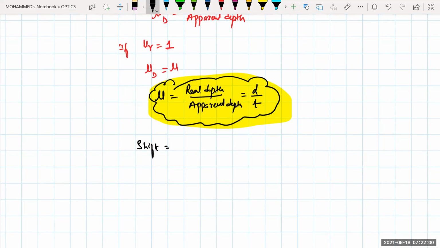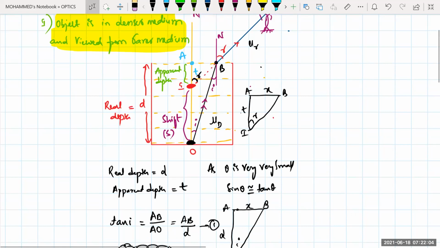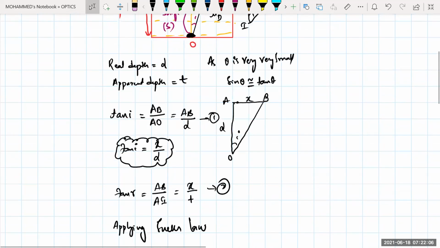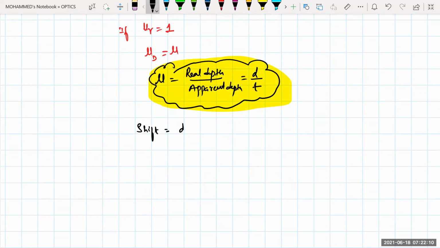Shift will be equal to real depth minus apparent depth. Yes, sir. D minus T. So shift will be equal to how much? D minus T, sir.